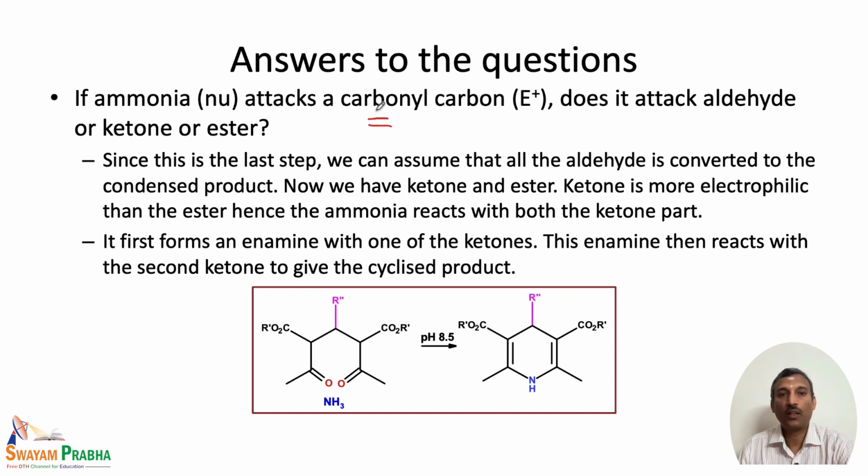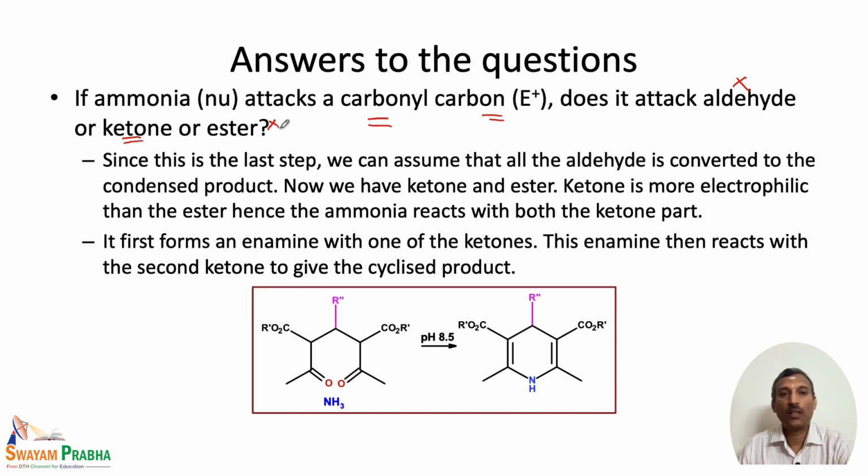So here let us come back to that. If the ammonia is the nucleophile that attacks the carbonyl carbon, does it attack the aldehyde, ketone or ester? We have seen that aldehyde attack does not take place. If the aldehyde attack actually takes place, then the reaction may not proceed. So this doesn't happen, and in the case of ester also that reaction does not happen, because we have seen only the ketone forms the enamine.